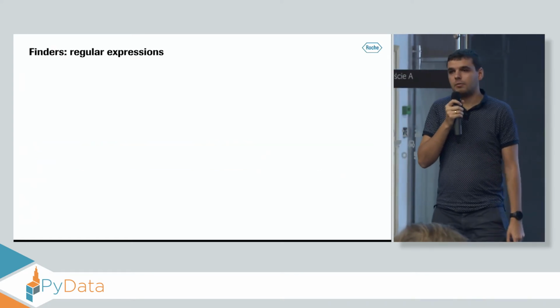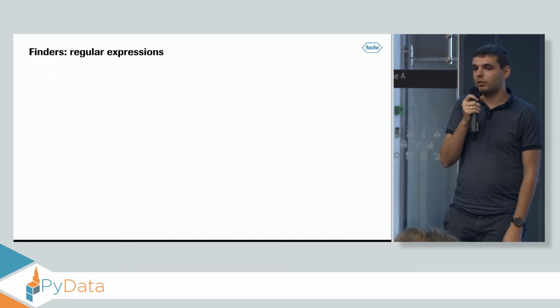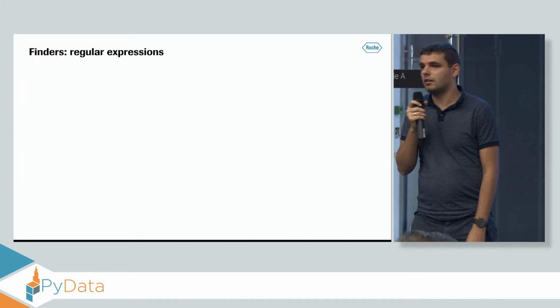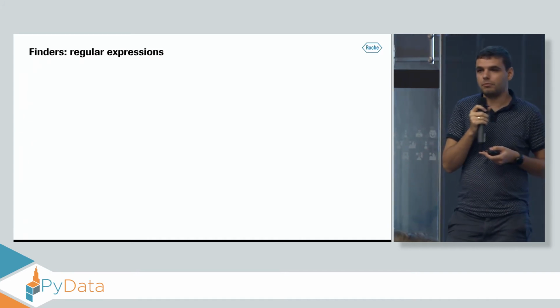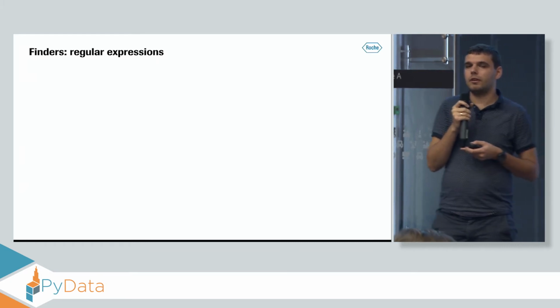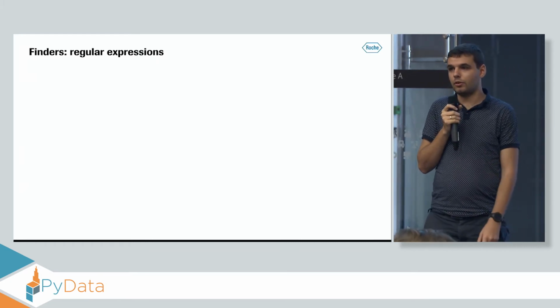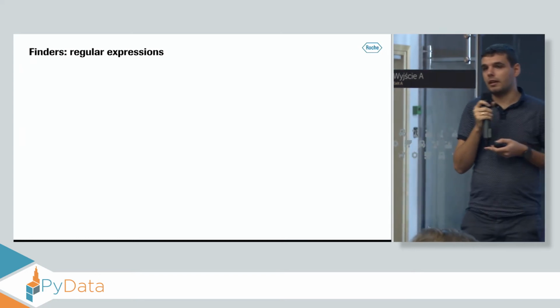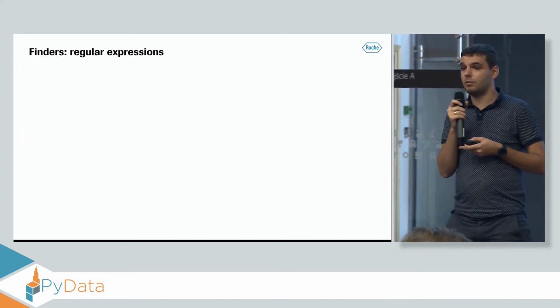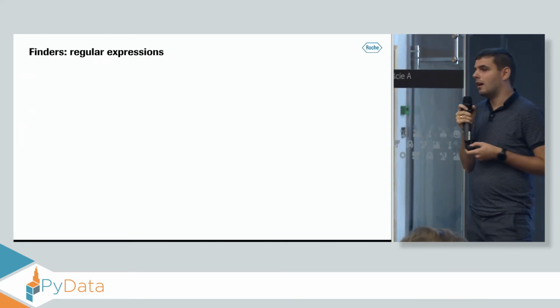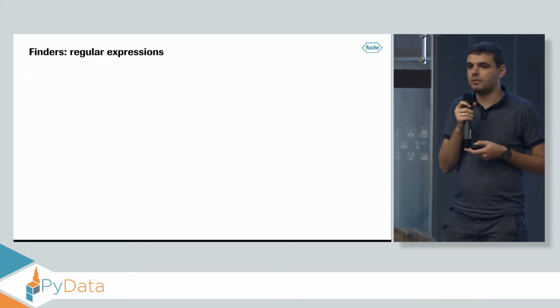Okay, so the first type of finder we have is pretty simple. We use regular expressions, which are pretty fast and pretty good. They have very, very good results for well-formatted, well-structured data like email addresses, phone numbers, postal codes, etc.